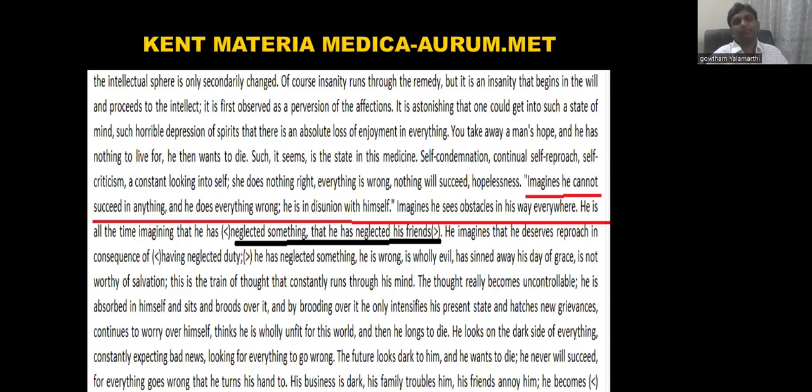Whatever task he takes, he feels that he cannot succeed. And he is deluded that he does everything wrong. There will be a disunion with himself. And wherever he sees anything, he imagines that there are some obstacles where he cannot go forward. And he is always in a deluded state that his friends are neglecting him. So from here, the rubric delusion, neglected of friends, has arisen.